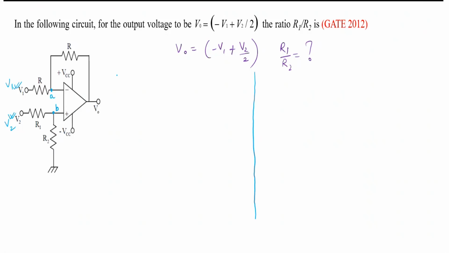So first you try to find out VB. What is VB here? Yes? Anyone? R2 by R1 plus R2 into V2. R2 divided by R1 plus R2 into V2. Nice. Good. So this is equal to VA. Is this okay?